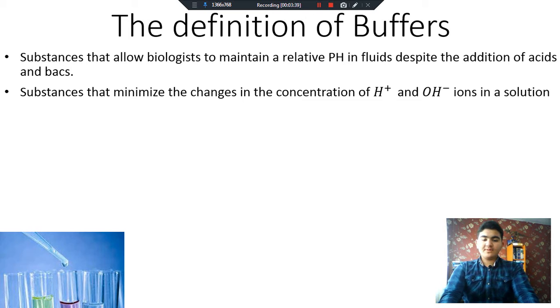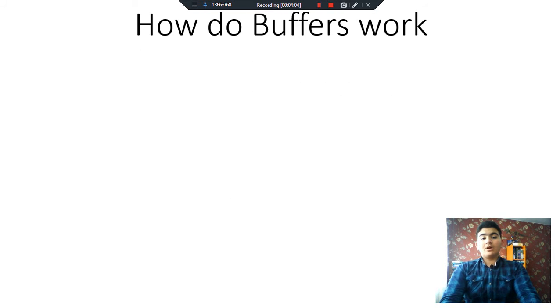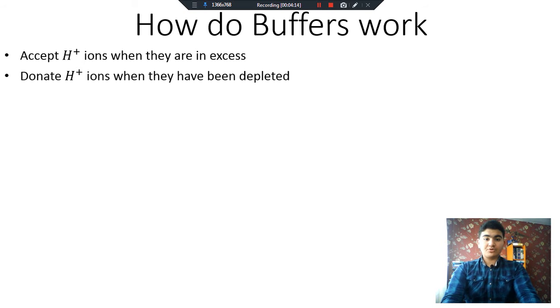Okay, and the better definition of buffers is substances that minimize the changes in the concentration of H plus, or hydrogen, and hydroxide ions in a solution, and you can see both definitions on this page. And so buffers do this by accepting hydrogen ions from the solution when they are in excess and donating the ions when they have been depleted from the solution.